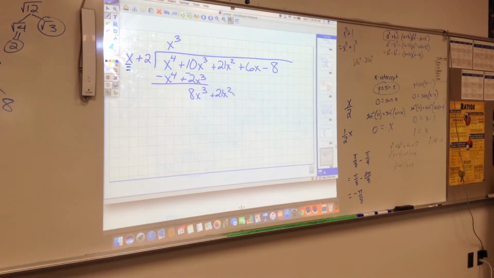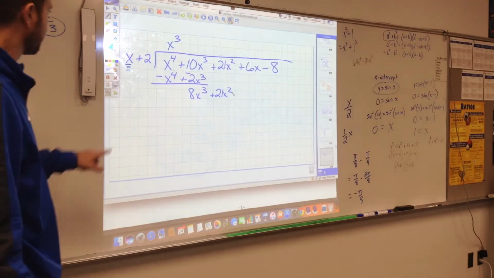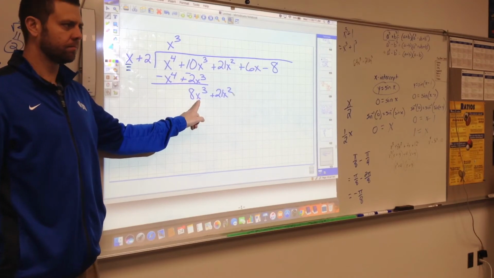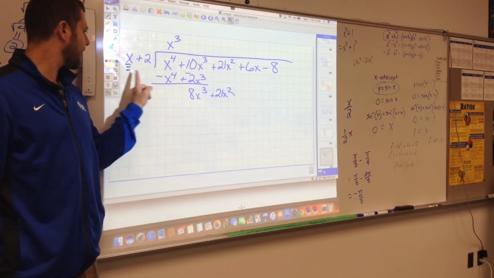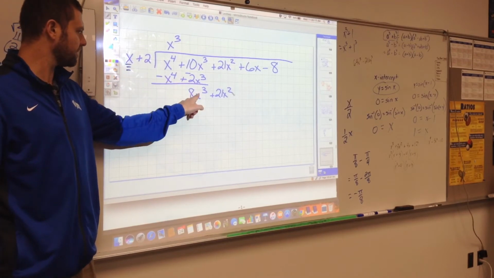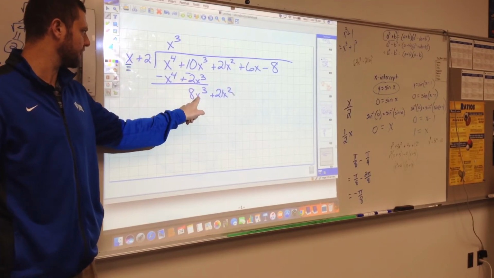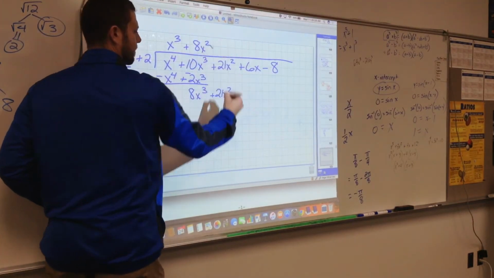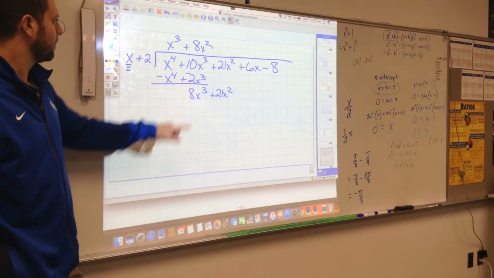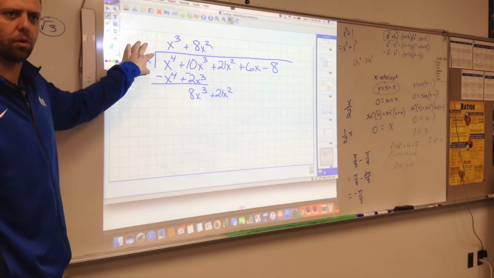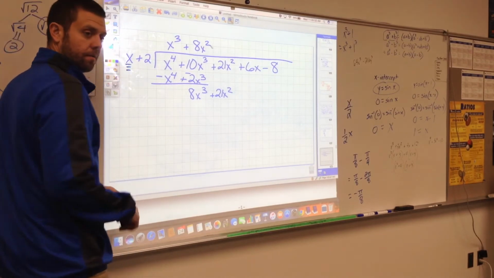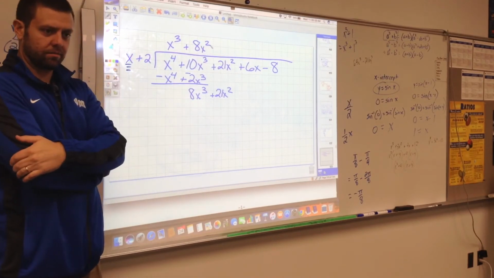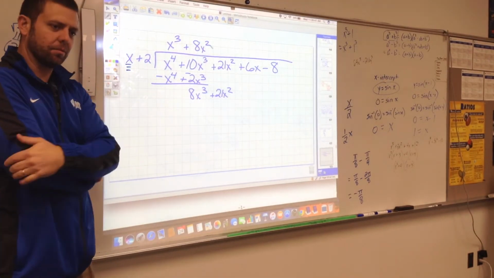And now I'm going to do the exact same process over and over again until I'm done. x times what gives me 8x cubed? x goes into this how many times? x times what gives me 8x cubed? 8x squared. How did you get the 8? Because the x is just x. What's x times 8x squared? 8x cubed. That's what I wanted it to equal.